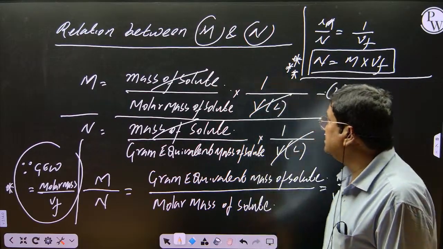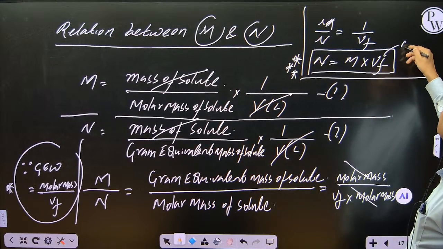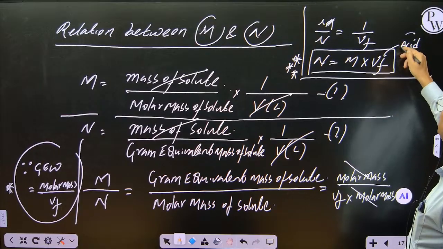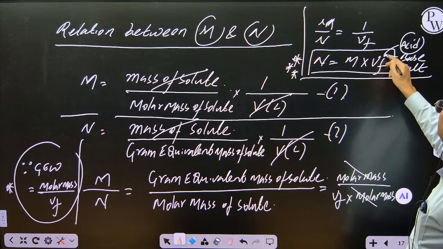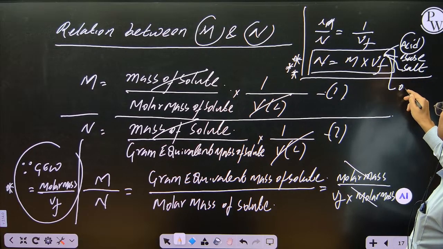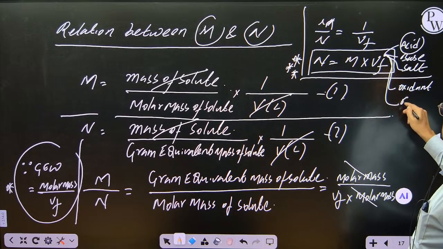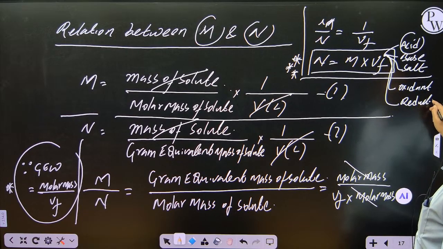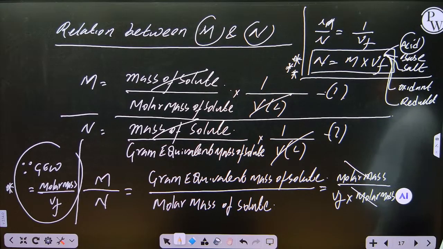Understood? And what is this valency factor? This valency factor depends on substance to substance. If it is acid, we have to take basicity. If it is base, you have to take acidity. If it is salt, you have to consider charge. If it is oxidizing agent, how many electrons lost? If it is reductant, reducing agent, how many electrons gained? So valency factor will vary from substance to substance.